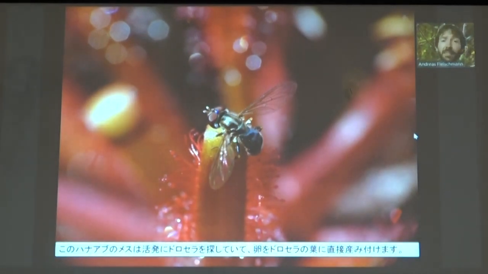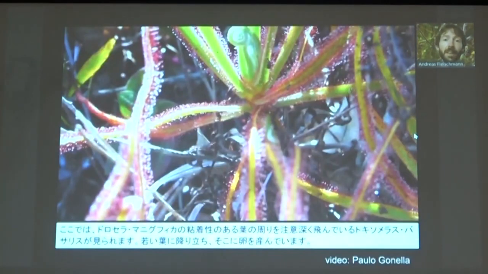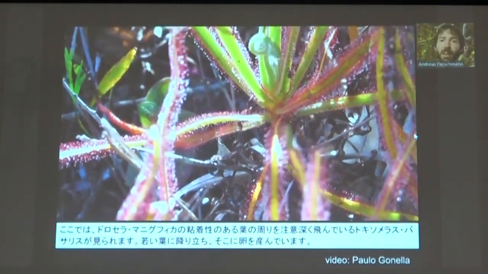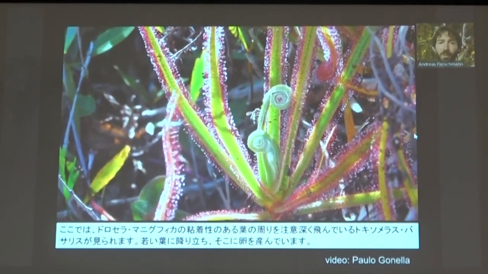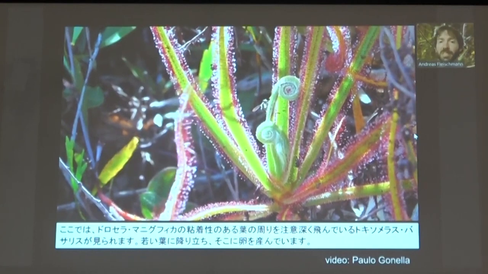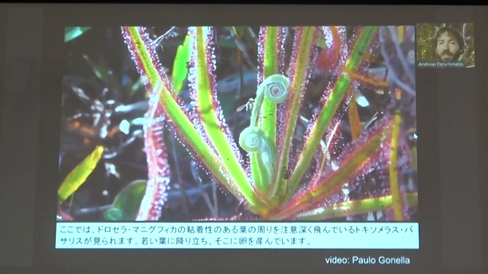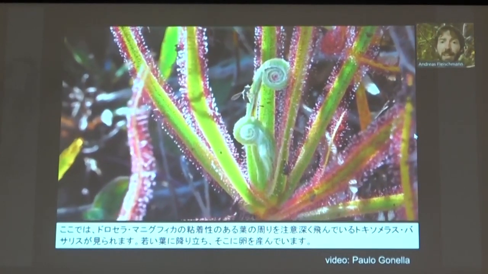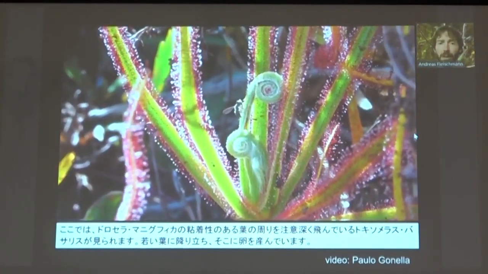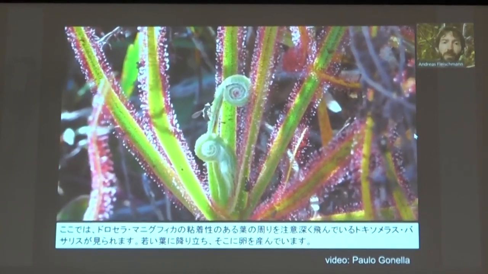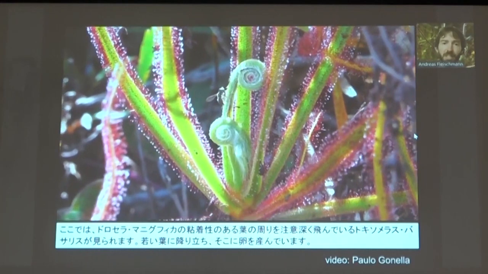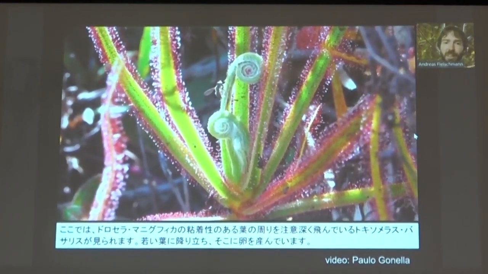And the females of this hoverfly actively search for Drosera to deposit the eggs directly on the Drosera leaves. You can see a female of Toxomerus basalis depositing its eggs, or ovipositing, on a leaf of Drosera latifolia. And in this video, which was taken by Paolo Cornella on Drosera magnifica, you can see the fly which hovers around the leaves. Now it's sitting on the non-sticky juvenile leaf, and now it's ovipositing. So it's searching for a spot to deposit its egg. It's still searching with the abdomen, and now you can see the egg coming out from the abdomen. So you can see a whitish structure. So now it lays its egg directly on the Drosera.